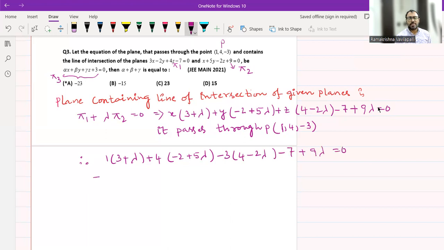Now only the simplification part is left. So how many lambdas are there? Calculate. Lambda, 5 lambda, totally 6 lambda, and minus of minus 3 into minus 2, this is again 6 lambda. So totally 13 lambda plus 9 lambda, so we have 22 lambda. Now what is the constant? Here minus 12, minus 7, so minus 19. Here minus 8, minus 27 plus 3, so minus 27 plus 3 minus 24 equal to 0.